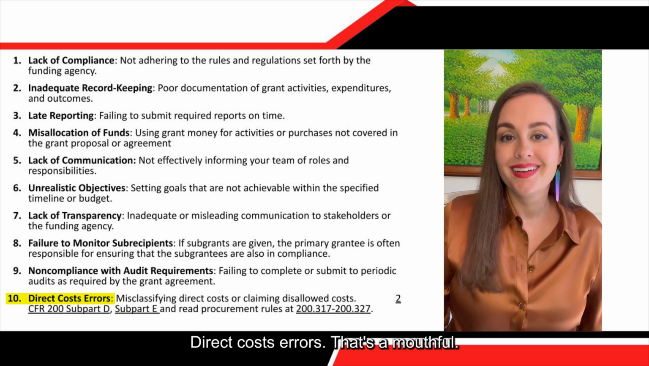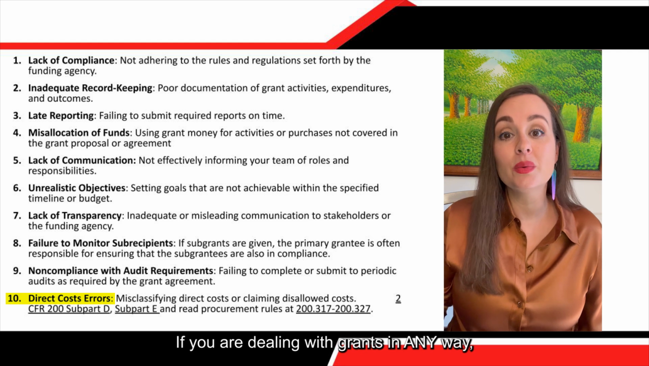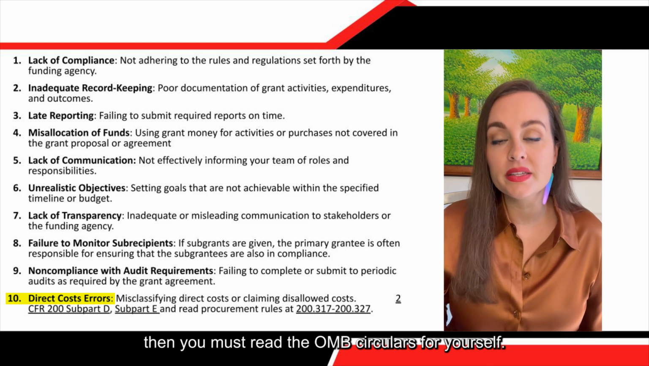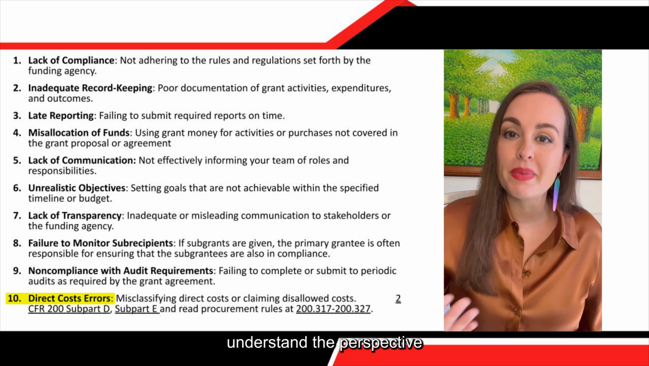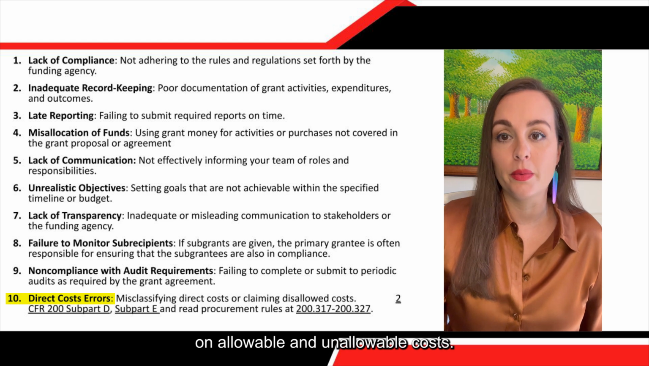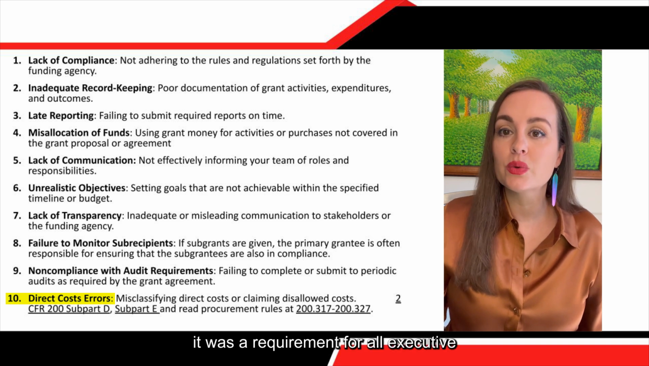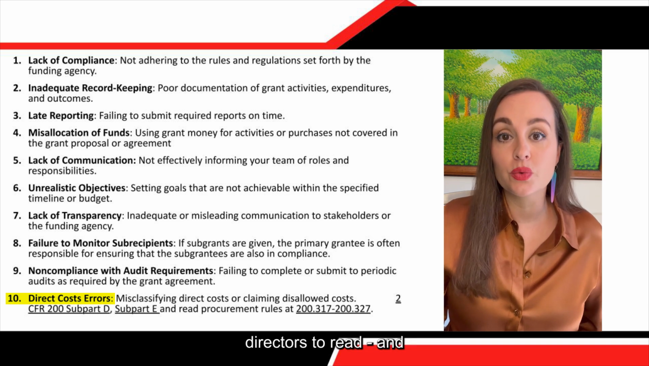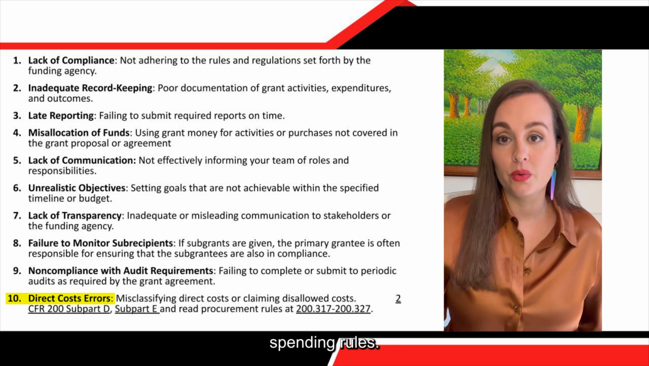That's a mouthful. There's a lot of questions on allowability of costs. If you are dealing with grants in any way, then you must read the OMB circulars for yourself. Reading the circulars for yourself helps you understand the perspective on allowable and unallowable costs. After all, it is taxpayer funding you're spending. When I was treasurer at Cherokee, it was a requirement for all executive directors to read and certify that they've read the applicable OMB spending rules.